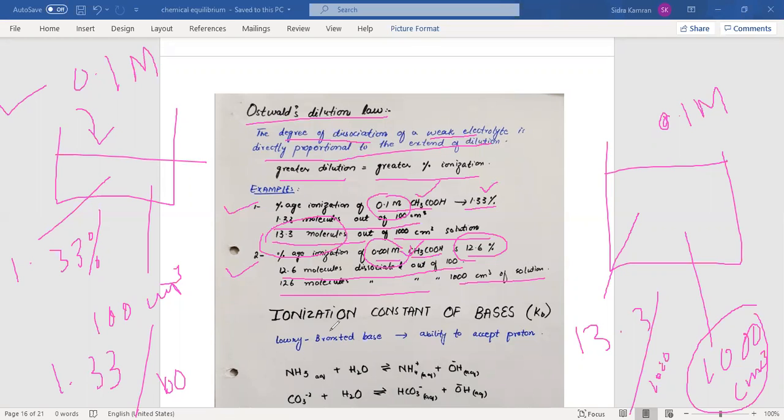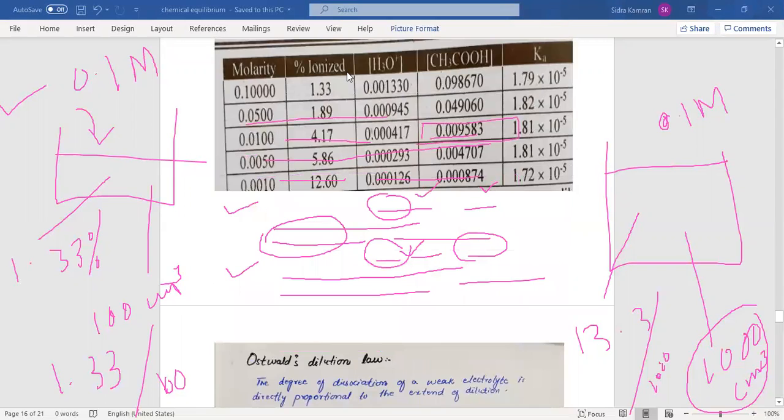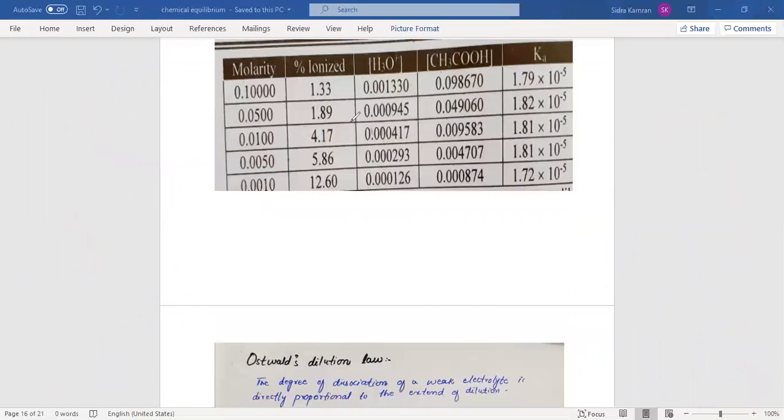there is less dilution. So remember, this is for a weak electrolyte, not for a strong electrolyte. If you decrease the concentration by adding more and more water, then its dissociation into its ions will increase. In this table that is in your book, you can see the different molarities, the different concentrations of acetic acid, the percentage ionization of the acid, and their Ka values.